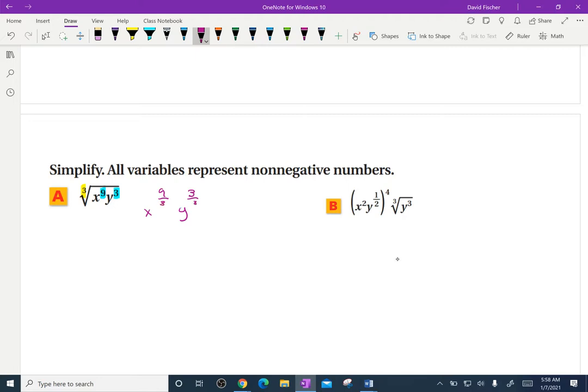And look what happens. We can reduce this. 9 divided by 3 is 3. So our final answer is x to the third. 3 divided by 3 is 1. Why?